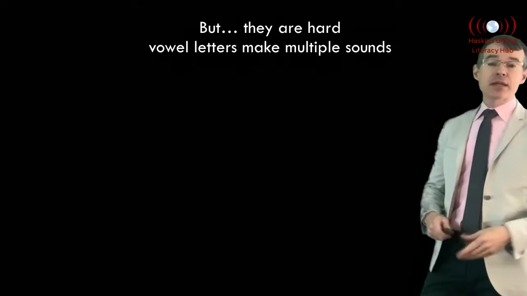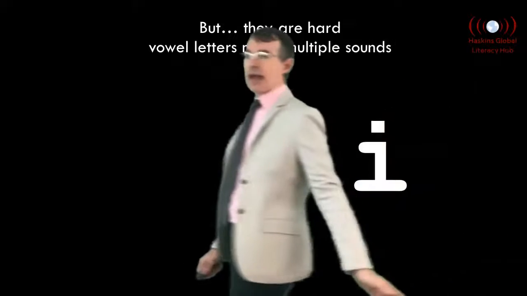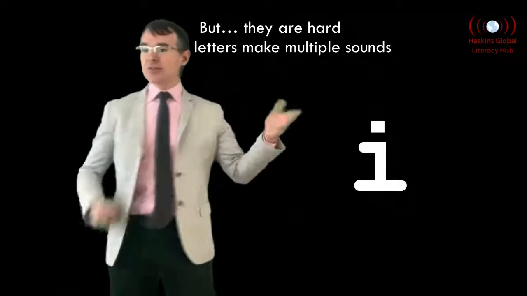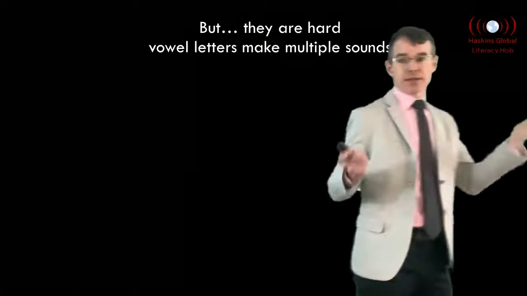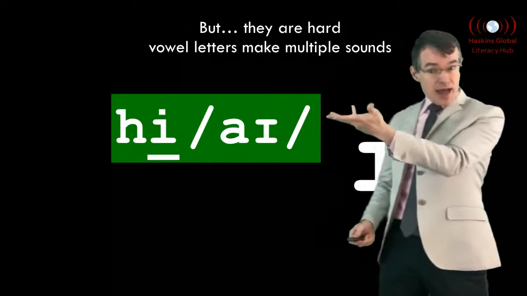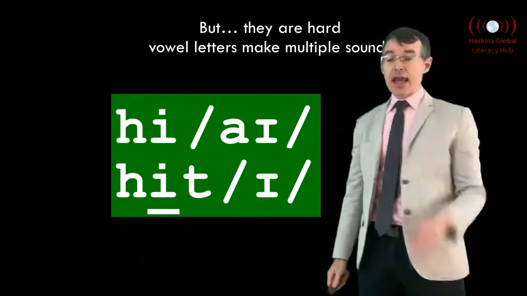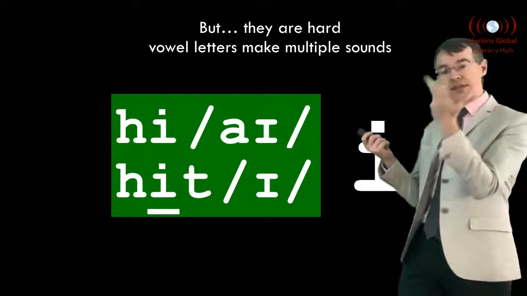And they're tricky because the letters, especially the single letter vowels, like for example, the letter I, make a lot of different sounds. You can probably imagine the different sounds that the letter I makes. So for example, I can say the I sound like in hi here. Also, the I can say the I sound like in hit. And so that's already tricky because the I has two sounds.